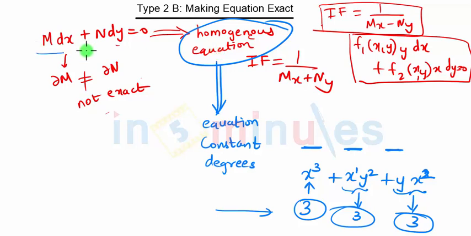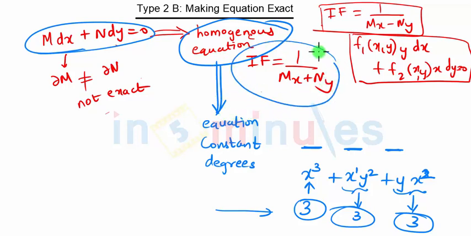So when our equation is not exact but it is a homogeneous equation, then our integrating factor is given by 1 upon Mx plus Ny. Then we multiply this integrating factor with the equation, and we follow the same procedure as we used to follow for other types of problems. This will become clearer when we solve a problem on this.